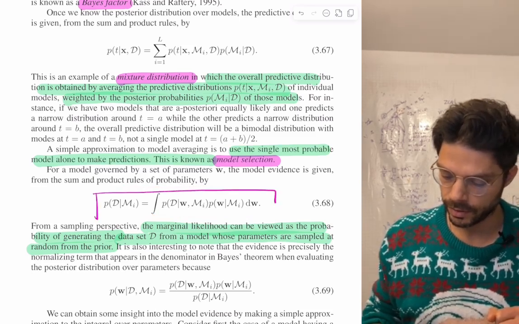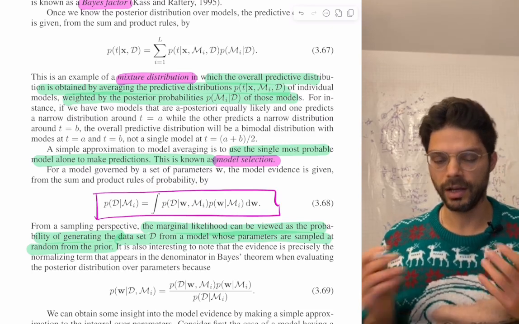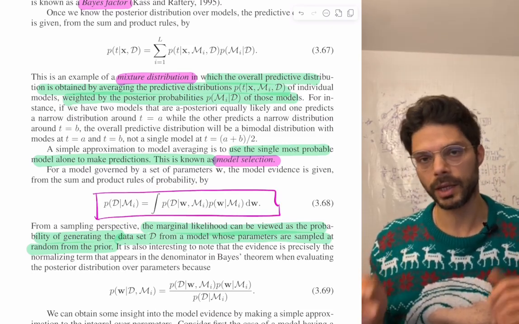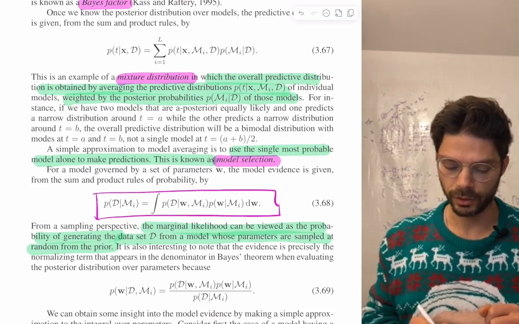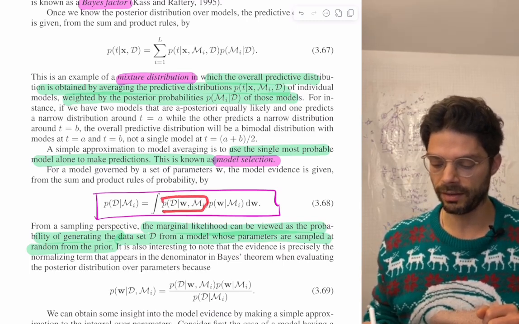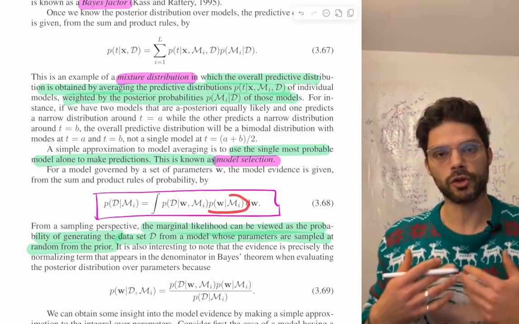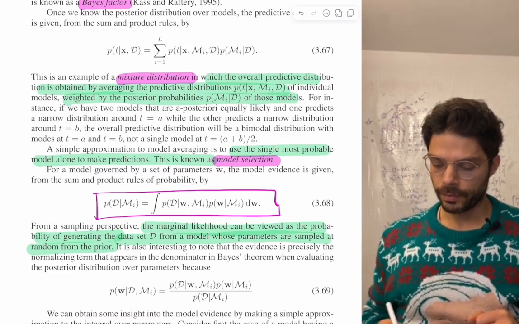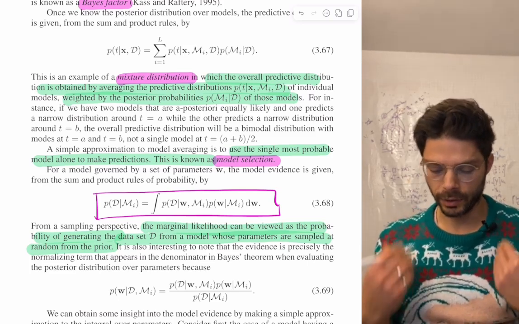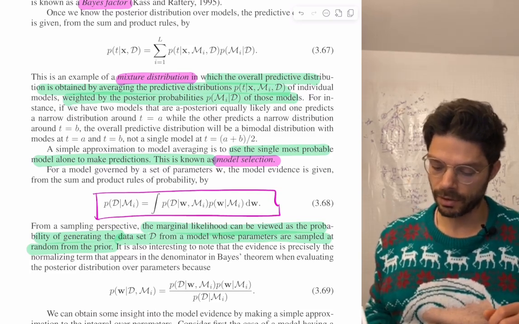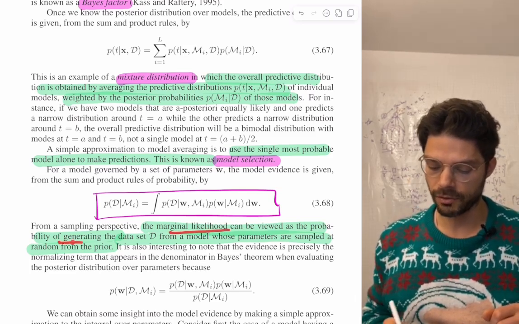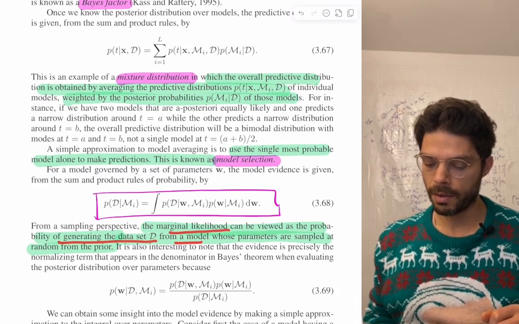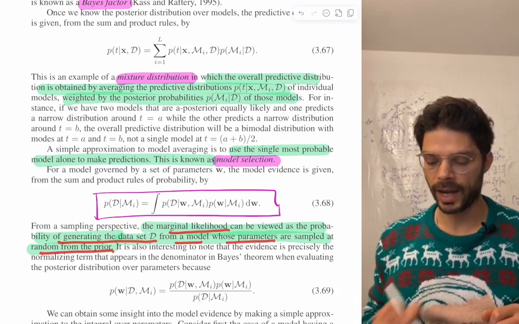Essentially, this is probably the key expression of this section. It's not just about fitting the data for a given model, but then averaging over the space of parameters of your model. You can also think about it from a sampling perspective. So the marginal likelihood can be viewed as the probability of generating data set D from a model whose parameters are sampled at random from the prior.